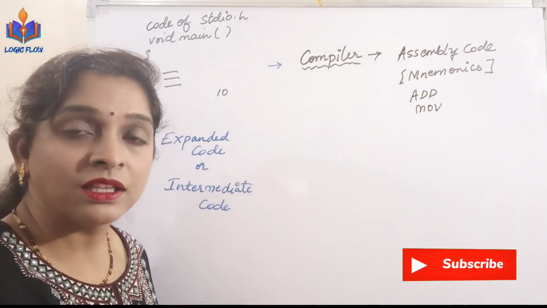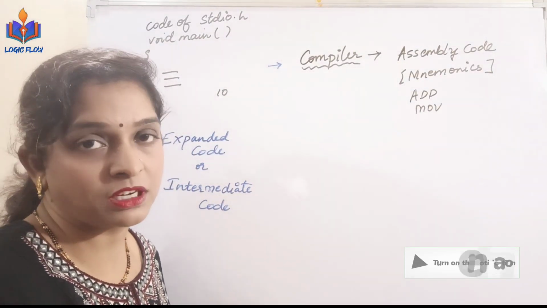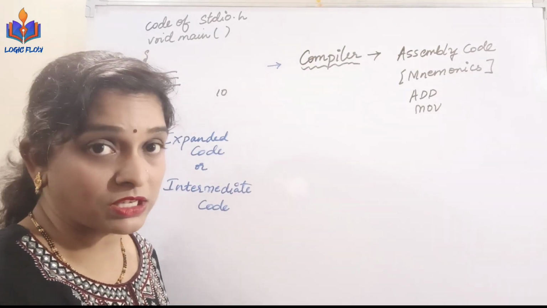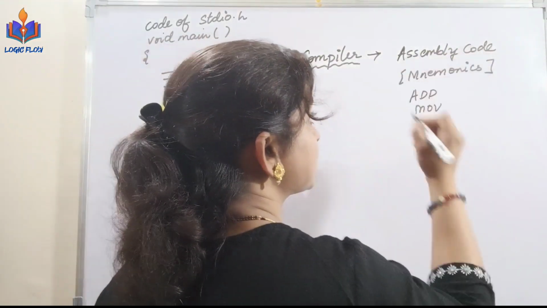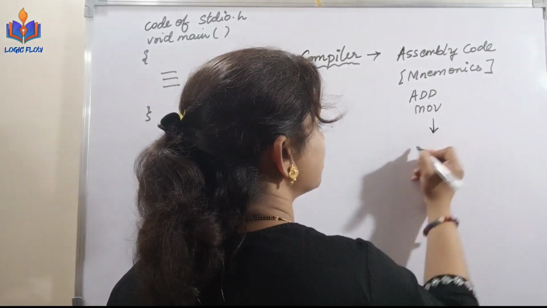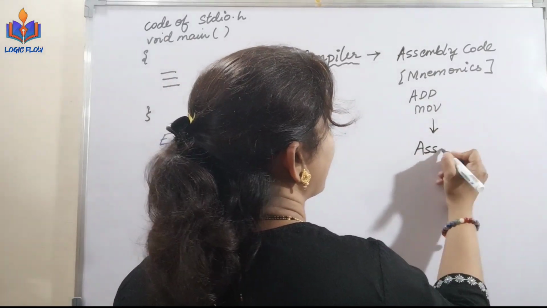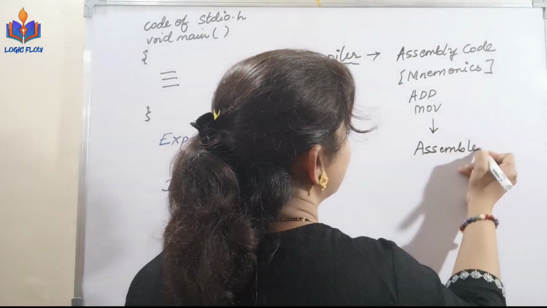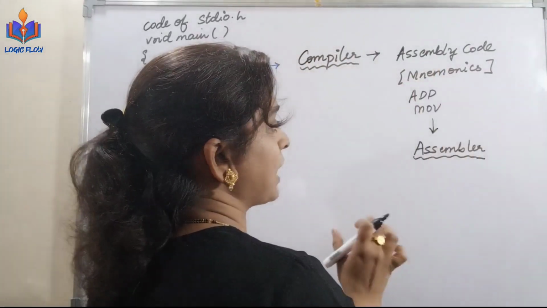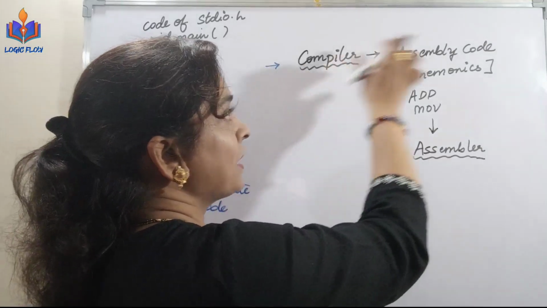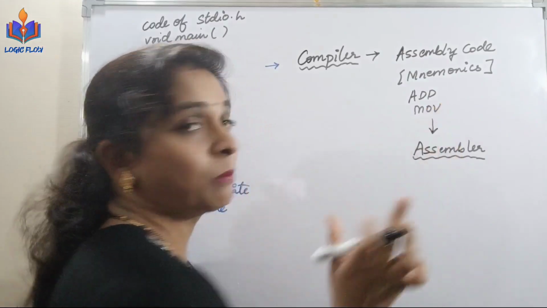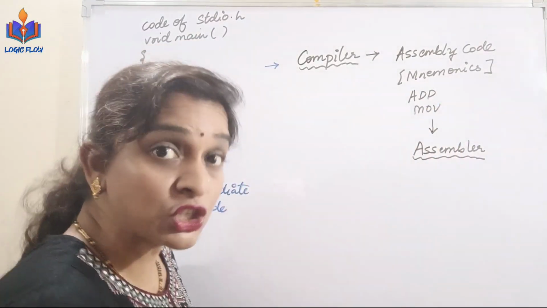But again, this mnemonic code is not interpreted by the machine. The machine can understand only the binary language, zeros and ones. So we give this assembly code, that is the mnemonics, to the assembler. And the assembler is going to translate your assembly code. The outcome of the compiler is assembly code, and this assembly code is still in mnemonics, which the machine cannot understand. So we have to make the machine understand.